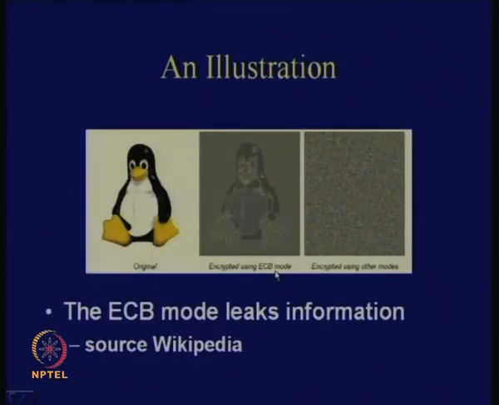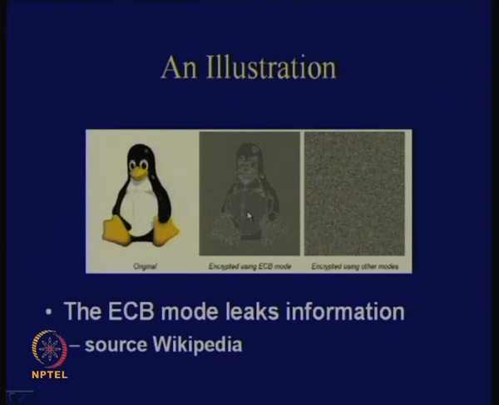So this is an illustration which shows that the ECB mode is actually weak. You see this photograph of a penguin which has been encrypted using the ECB mode. You see that there are traces of the original plain text in the ciphertext also, right? So you can say that the ECB mode is weak, but this is an example of other modes, maybe the counter mode for example, and you see that it looks quite random. Although it looks random, it is not necessarily a good cipher.